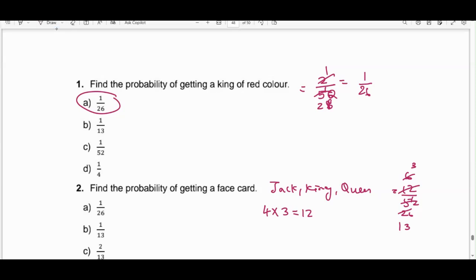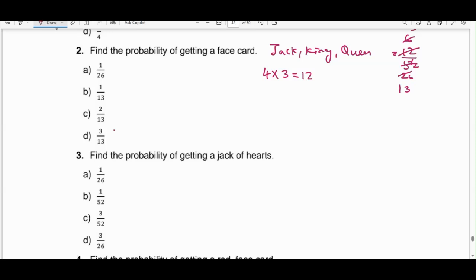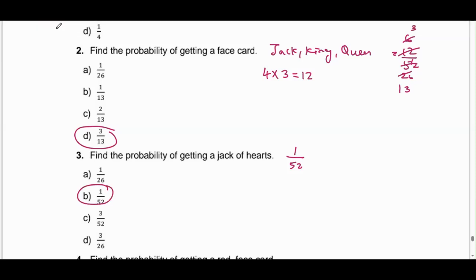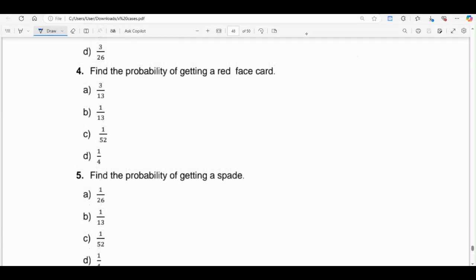So that is 3 by 13, option D. Then the probability of getting the jack of heart. How many jacks will we have in the heart? There will be one jack in 52 cards, that is option B. Only one jack of heart. So next one, find the probability of getting a king and queen. That will be two. Each one will have three, and we have two sets, so 2 times 3 is 6 divided by 52. So it will again be 3 by 13, that is option A.